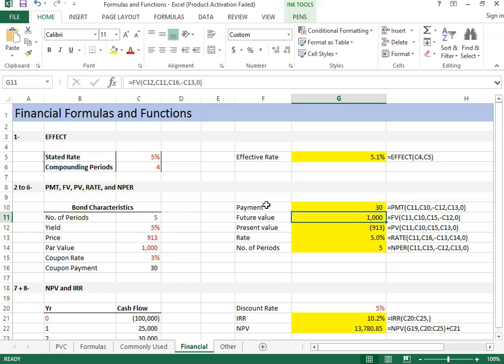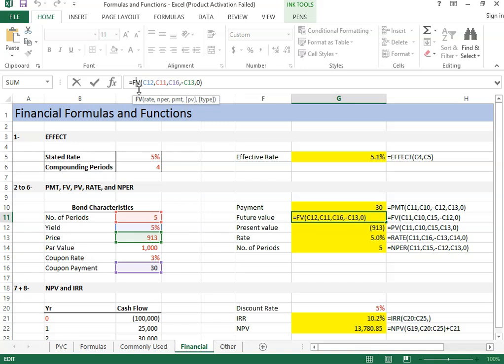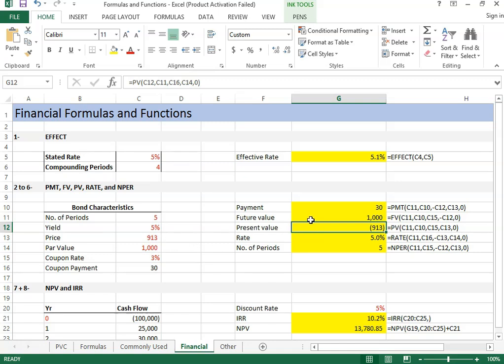Let's say that you have payment, but you do not have future value. So what is the formula? Equal to FV. FV is future value. Again, give all the data. Rate, same. Number of periods, same. Payment, 30. Present value, minus 913. Type is 0 and it will give you FV, which is 1000.